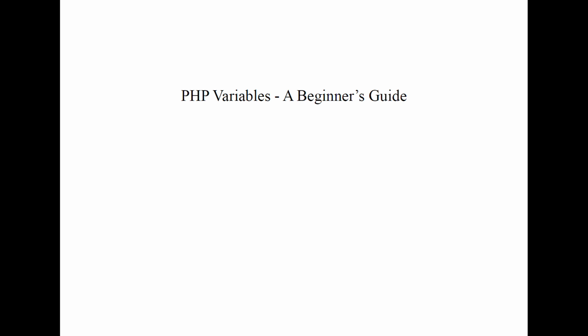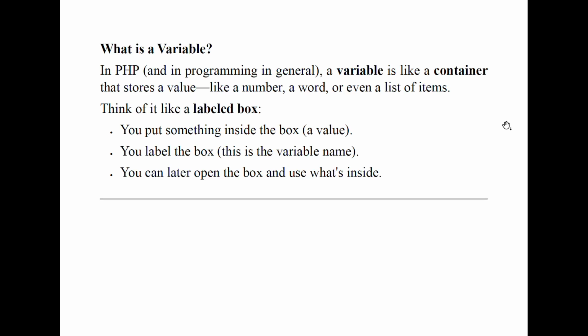First of all, what is a variable? In PHP, a variable is like a container that holds different types of values such as numbers, text or lists. Think of it as a labeled box where you can store and retrieve data whenever needed.